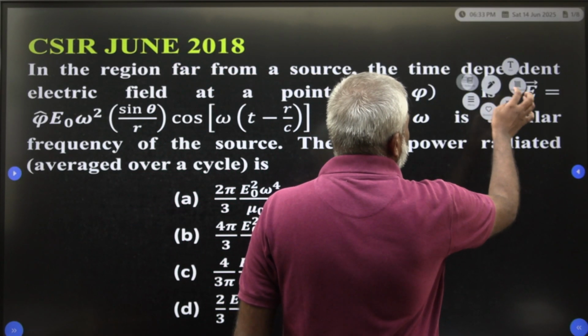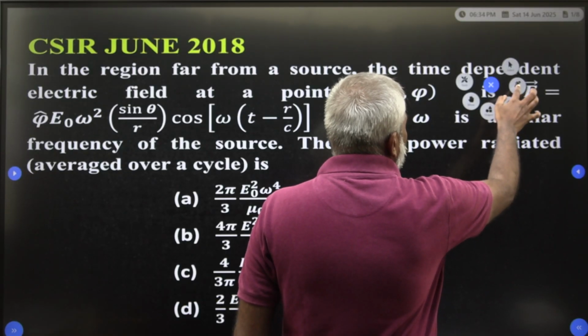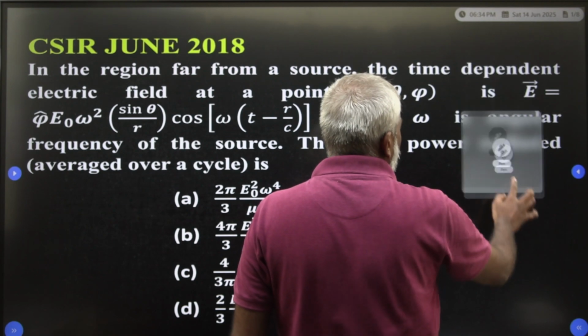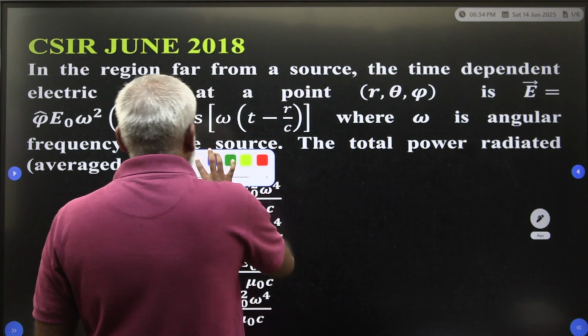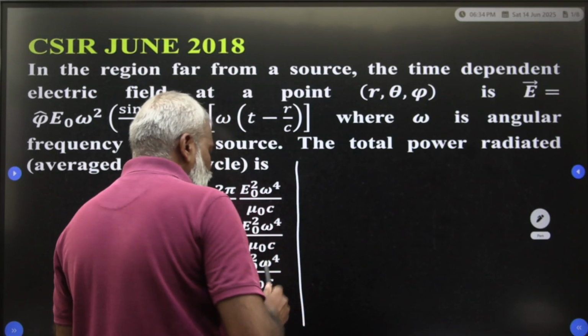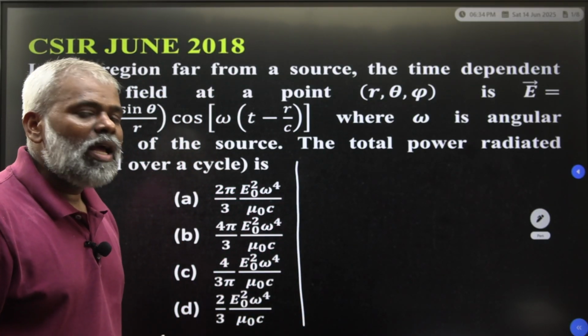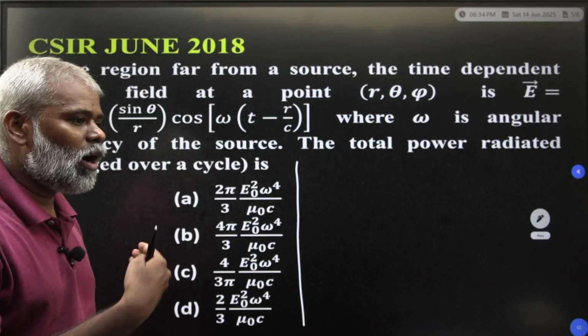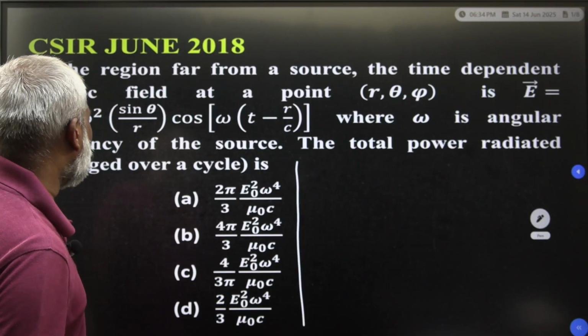So now you have to see what we are going to take. What is our ultimate goal? This is the last topic of the advanced electromagnetic theory from the CSIR syllabus. The topic is radiation from point charges, electric dipoles, or magnetic dipoles, or retarded potential.